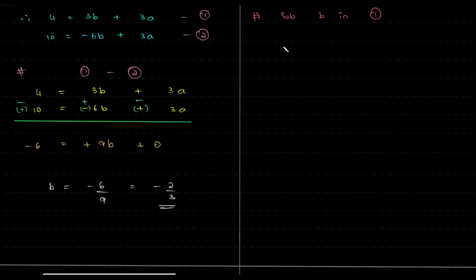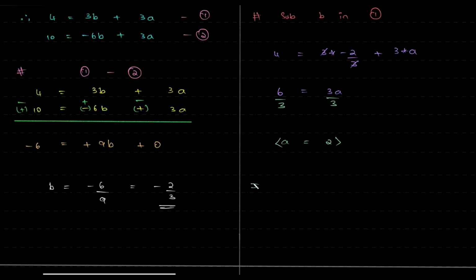So we'll end up with 4 is equal to 3 times minus 2 by 3 plus 3 into a. So 3 gets cancelled, minus 2, if I transpose it will become 6 is equal to 3a. So we have 3 and 3, so a is equal to 2.